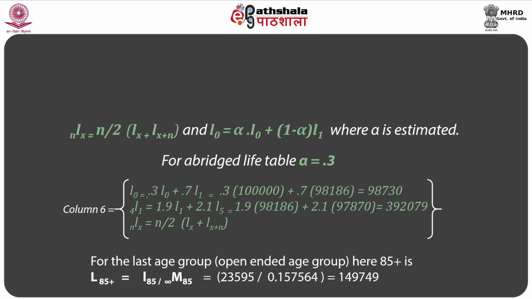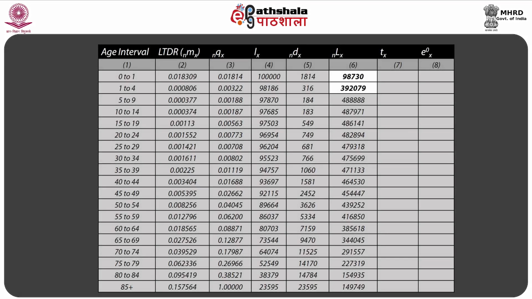For capital L1 equals 1.9 small l1 plus 2.1 small l5 equals 1.9 multiplied by 98186 plus 2.1 multiplied by 97870 equals 392079. nLx equals n by 2 into small lx plus lx plus n.